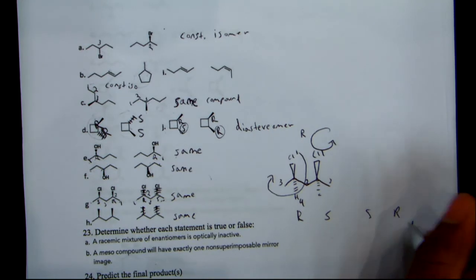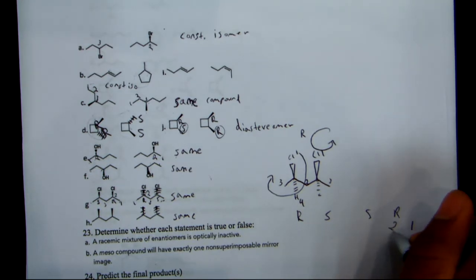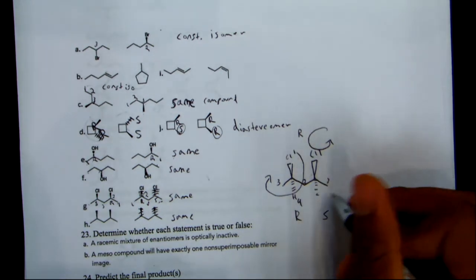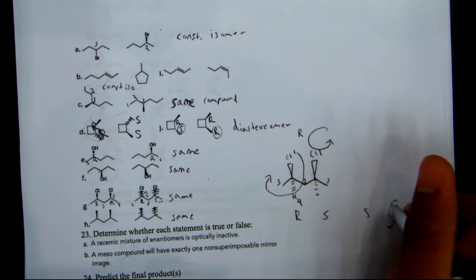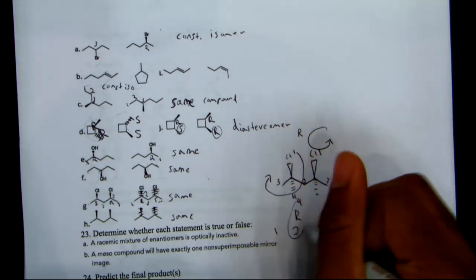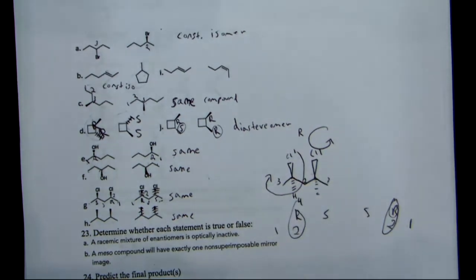So going 1, 2, 3, eventually at your second carbon, you could still get an R this way, or you can go 1, 2 and still hit an R both ways around. So you'd still have R chlorine or R for your methyl, stuff like that.